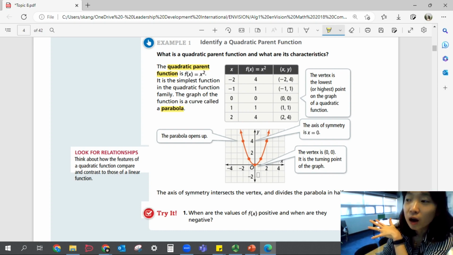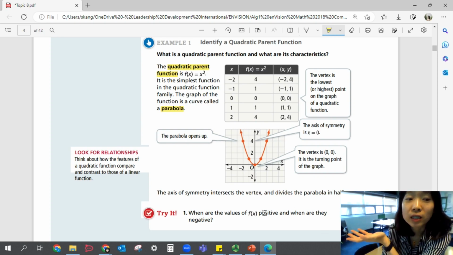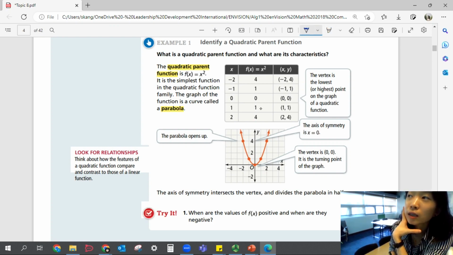When are the values of f of x, the function, positive and when are they negative? So look at f of x. The value of f of x basically is y in linear function, in a linear equation where y equals x. But here, f of x is just your range, right? So when your range is f of x, are the numbers positive? Yeah, look at all these numbers. It's all going to be positive. All these points have positive y's.